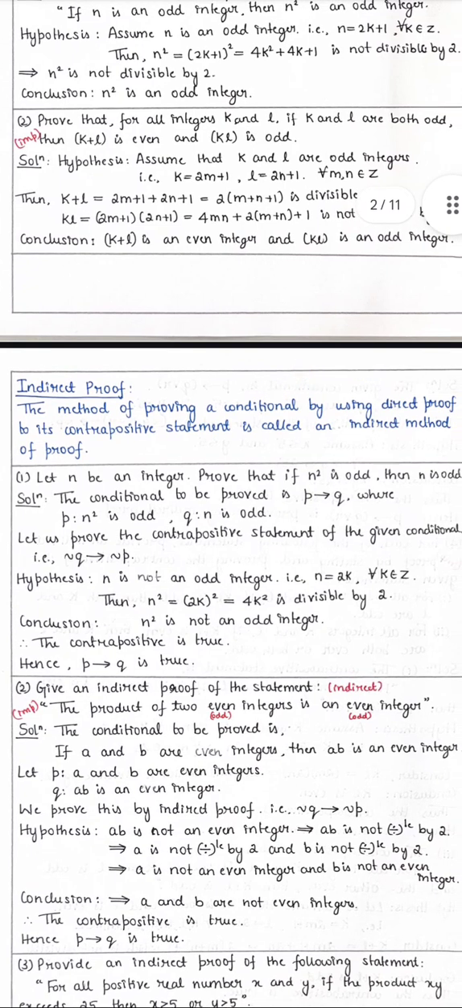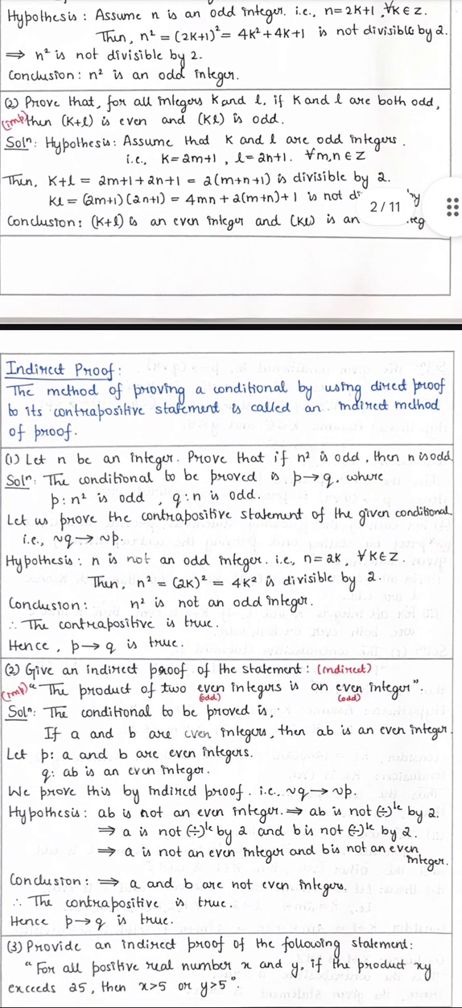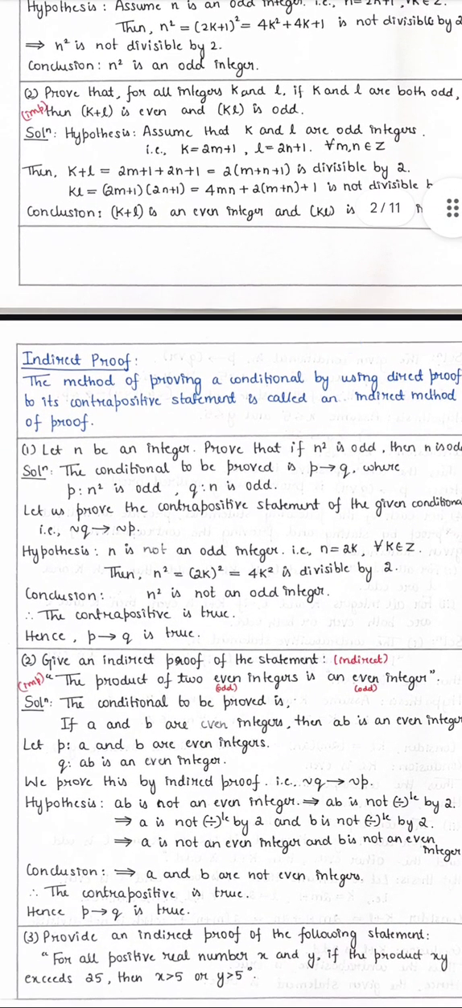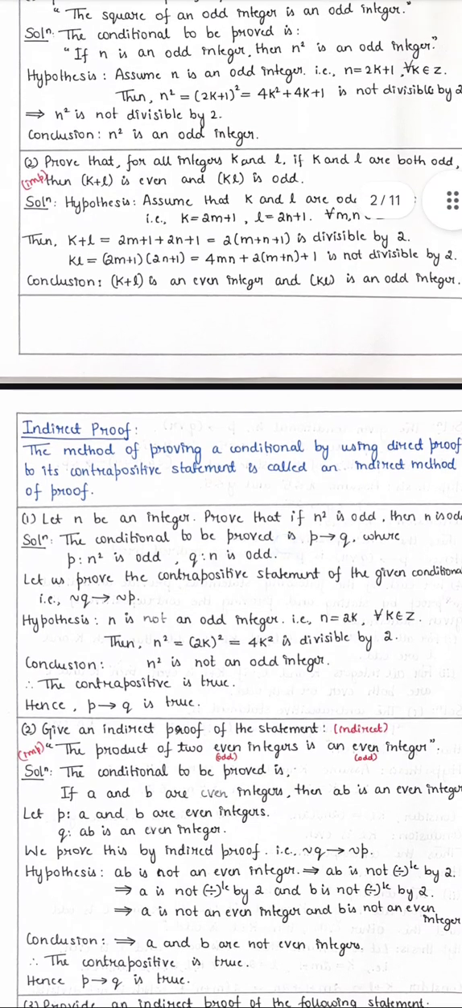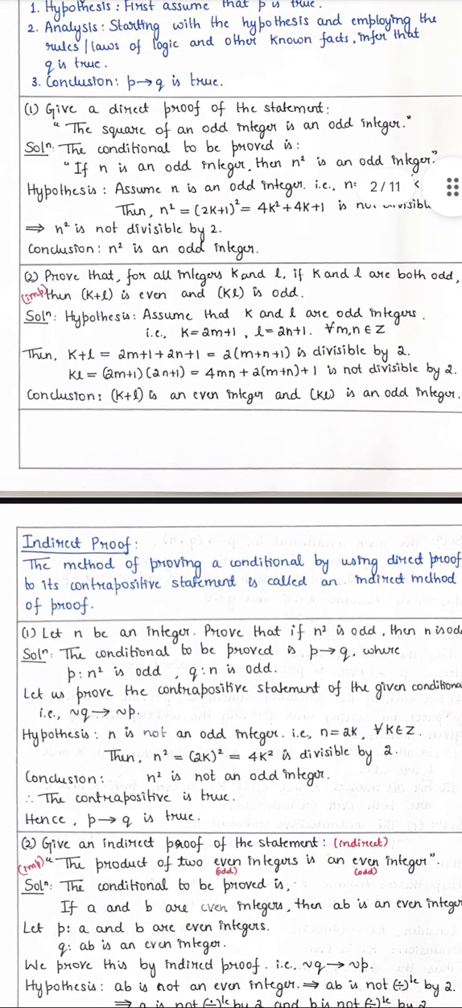Prove that for all integers k and l, if k and l are both odd, then k plus l is even and kl is odd. Hypothesis: assume that k and l are odd integers. That is, k equals 2m plus 1, and l equals 2n plus 1, for every m, n belonging to integers.